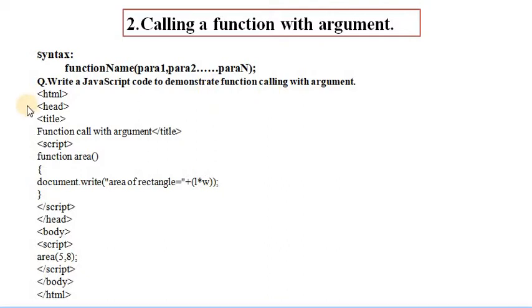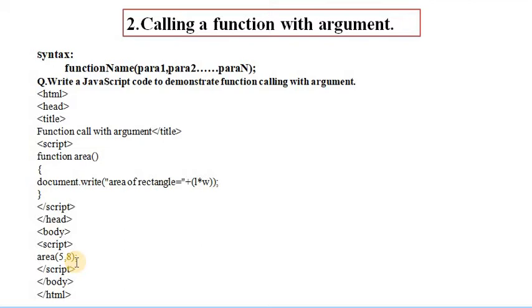Here in this program, first of all, I am creating one function, that is function area. The name of the function is area, and in it, by using the write method, I am displaying a result, that is area of rectangle, on a web page. And close the script and head tag. And in the body tag, I am calling the function area, and passing two parameters, that is 5, 8.